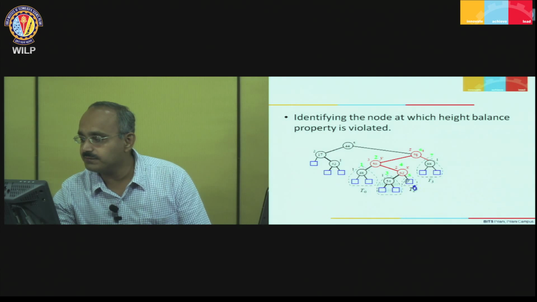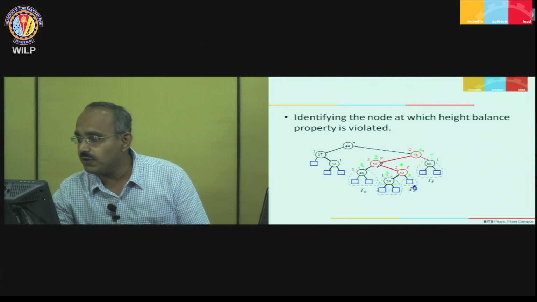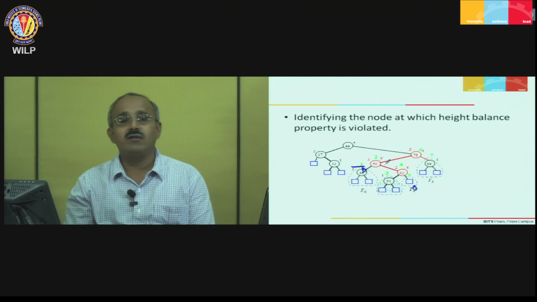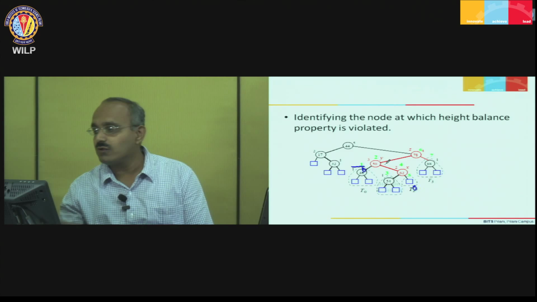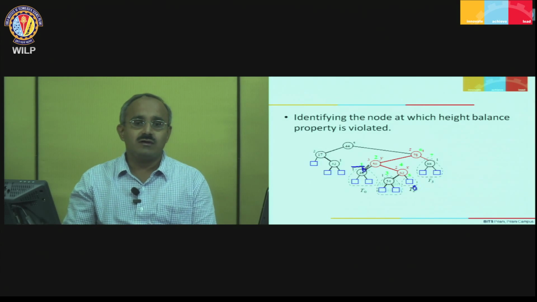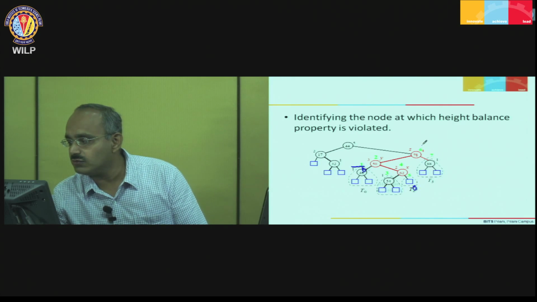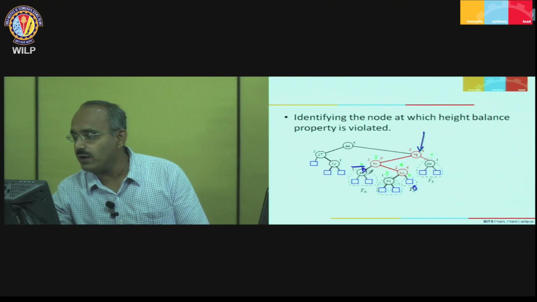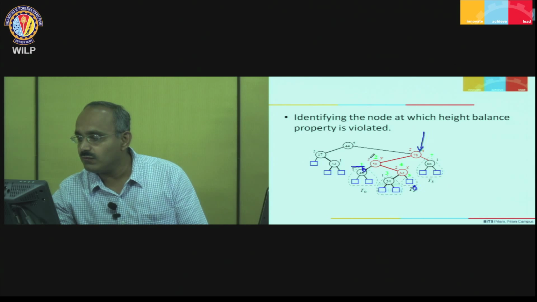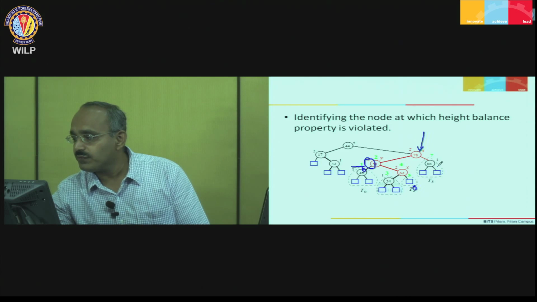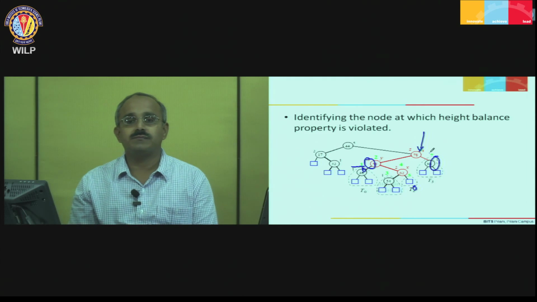Now, let us go up in the path. At this particular node, the left subtree has height 1, the right subtree has height 2, correct. So, at this particular node also your property is satisfied. Now, let us still go further up into the tree, along the path from the inserted node to the root. At this particular node, the left subtree has height 3, whereas the right subtree has height 1, correct.